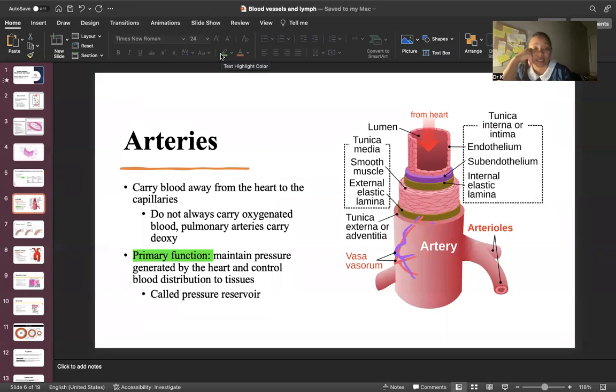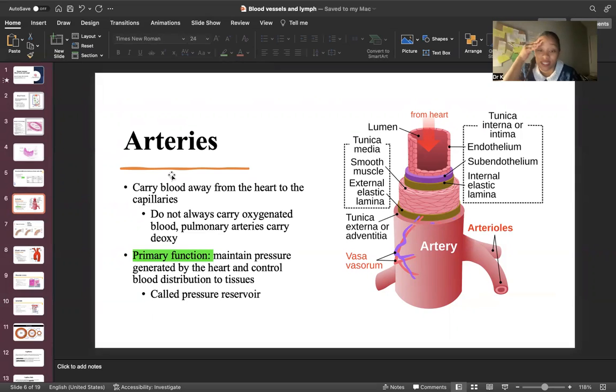Okay, so this is the main function of your artery, right? And this is kind of just repeating over and over again, right? Away from the heart. It's going to carry blood away from the heart. But they do not always carry oxygenated blood, right? We know that. Pulmonary arteries are going to carry what? Deoxygenated blood, right? Because that's going towards where? The pulmonary circuit, right? Okay. And then these arteries, their main function is to maintain pressure, right?